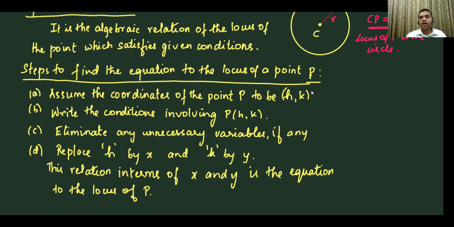So again, I'll repeat the steps. First step is write P as h comma k. Next, write conditions involving h comma k. Next, eliminate any variables. We'll see how to eliminate when. And then replace the h by x and k by y. Then this will give you equation to the locus.